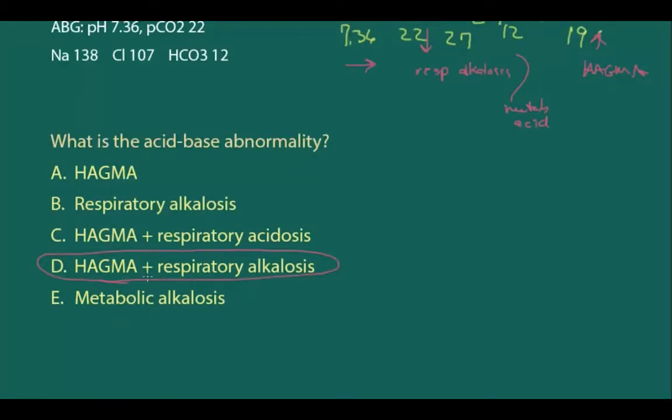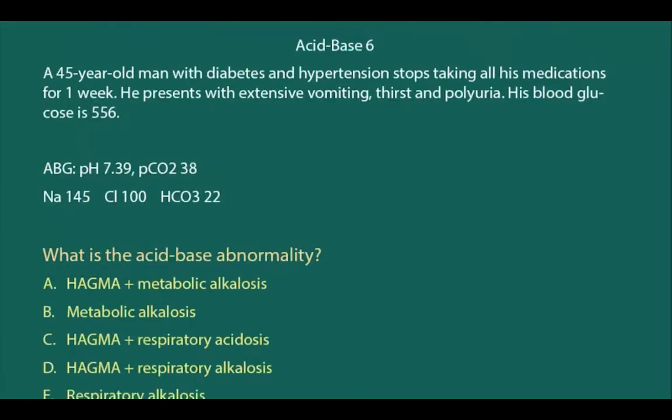Question number 6. We have a 45-year-old man with diabetes and hypertension. He stopped taking his medications a week ago. He presents with extensive vomiting, thirst, polyuria, and a blood glucose of 556. pH 7.39, PCO2 38, bicarb 22, expected PCO2 37. We have an anion gap of 23, so we have a high anion gap metabolic acidosis. Going left to right, here we have an alkalemia. PCO2 is the same as expected PCO2. No other problem there. Bicarb is 22, neutral, okay.